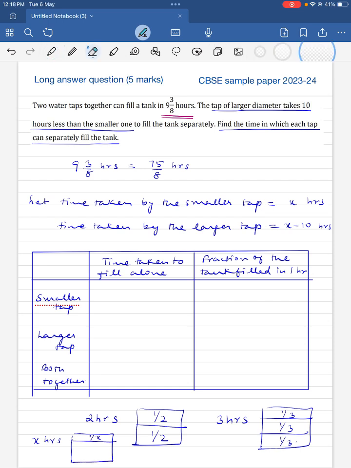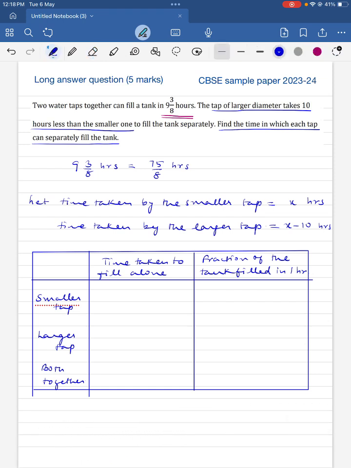It would be 1/x parts. Okay, so let's use this information and fill up this table. Now we have assumed that the time taken by the smaller tap to fill the tank alone is x hours. So the fraction of tank filled in 1 hour would be 1/x. Similarly, the time taken by the larger tap to fill the tank alone we have taken as x minus 10 hours. So the fraction of tank that gets filled in 1 hour would be 1/(x minus 10). Now both together it takes 75/8 hours. So in 1 hour, 1 divided by 75/8 parts will get filled. That is 8/75 parts of the tank will get filled in 1 hour.